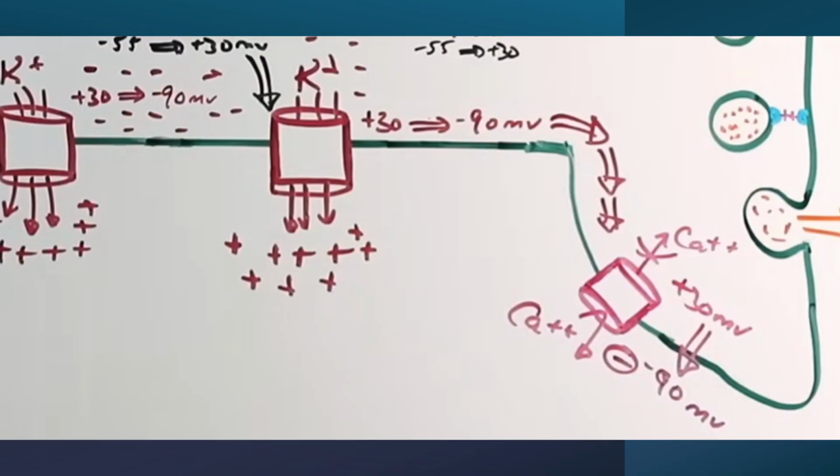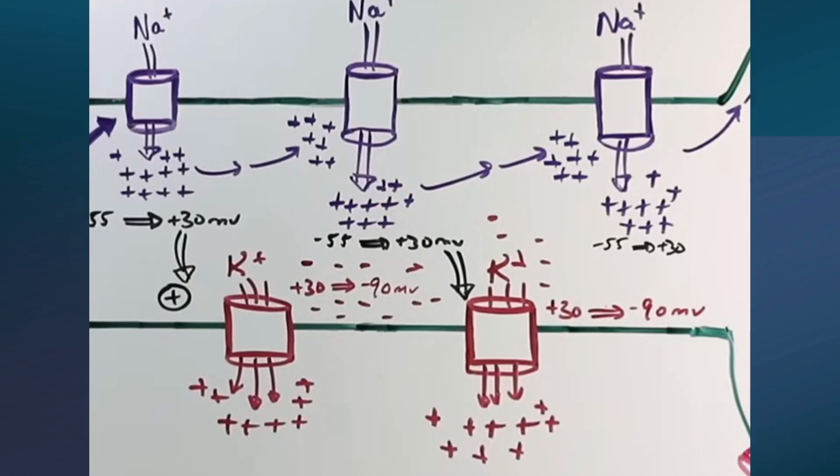And once the cell becomes negative 90 millivolts, it goes back to the calcium channels, which need about negative 90 millivolts to close. And once they close, the cell is back to negative 90 millivolts. And then we know that eventually it diffuses out and comes back to negative 70 millivolts, the resting membrane potential.